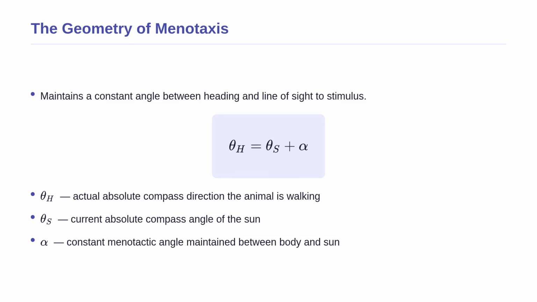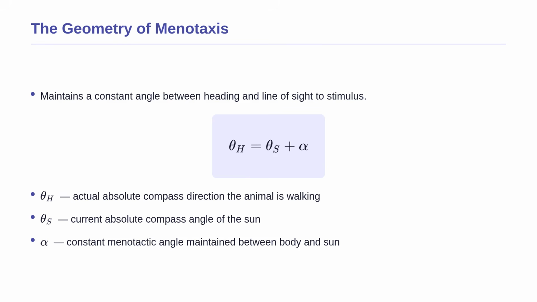To understand how insects like ants navigate using the sun, we must look at the geometry of Menotaxis. The mathematics involves maintaining a constant angle between the animal's heading and the line of sight to the stimulus. The equation is theta h equals theta s plus alpha.